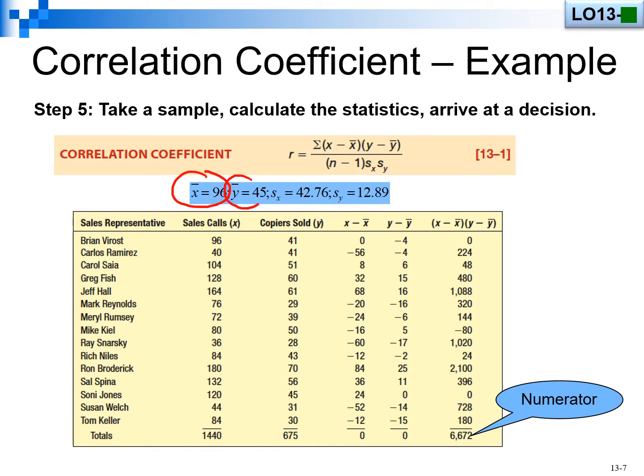The sample mean for Y bar is 45. And then notice you have all these columns. They put this in the vertical, so you've got X, you've got Y. And so then here's your X minus X bar, Y minus Y bar.